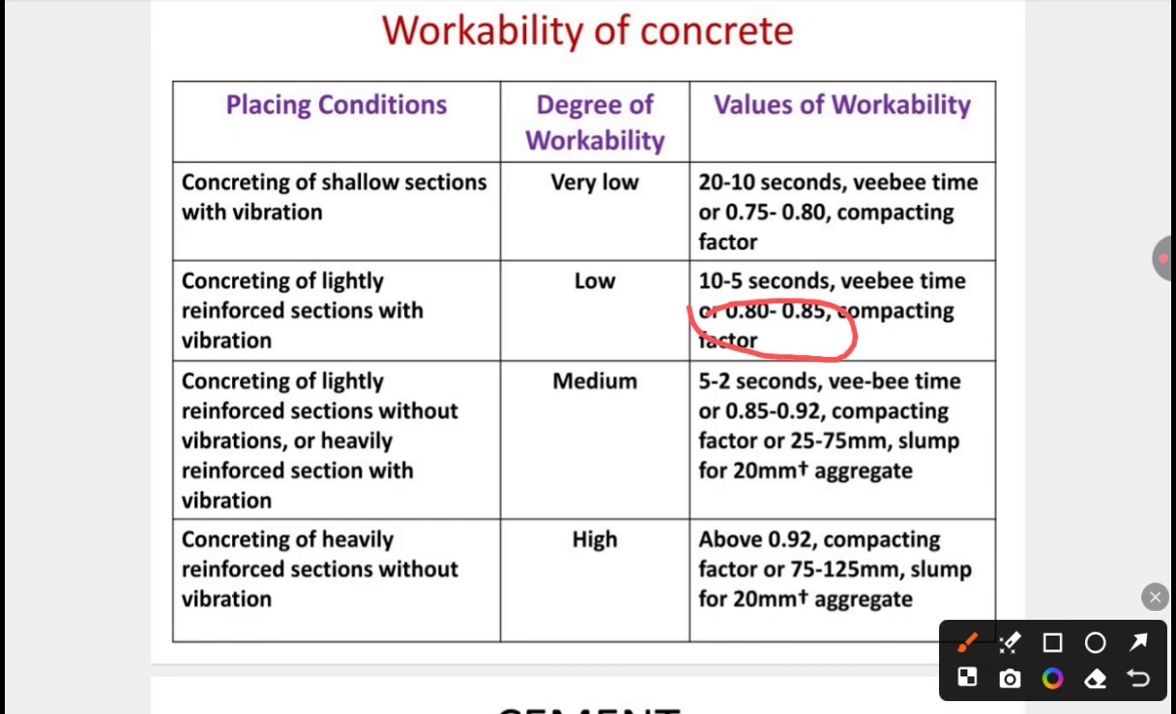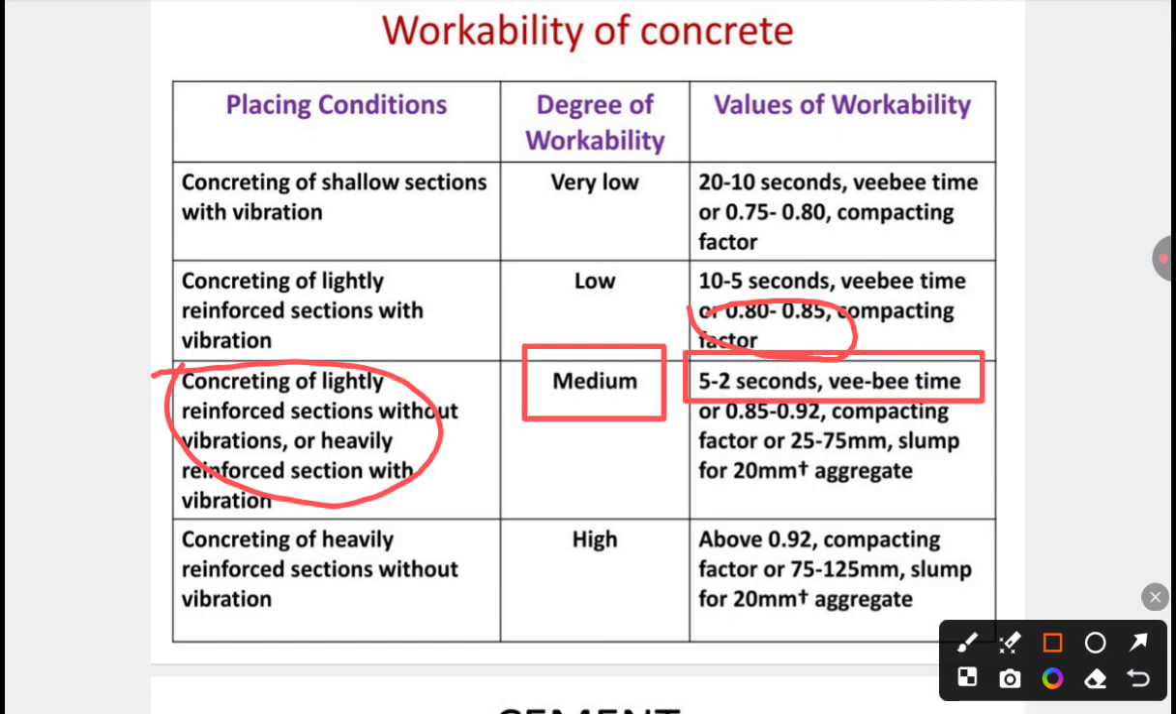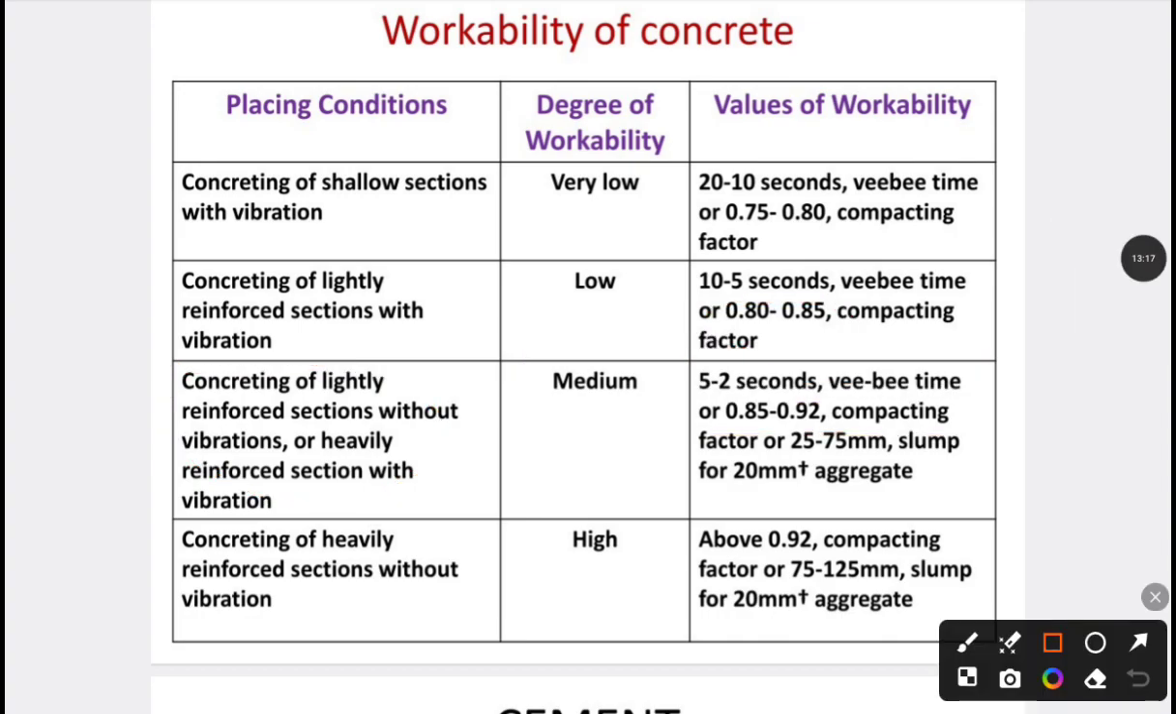If we are working in a lightly reinforced section without vibration, or a heavily reinforced section with vibrations, the conditions are there, you can easily read them. This will be the medium degree of workability, and the VB consistometer time is 2 seconds to 5 seconds. The compacting factor is 0.85 to 0.9, and one of the most important, the slump, will be near about 25 to 75 mm.